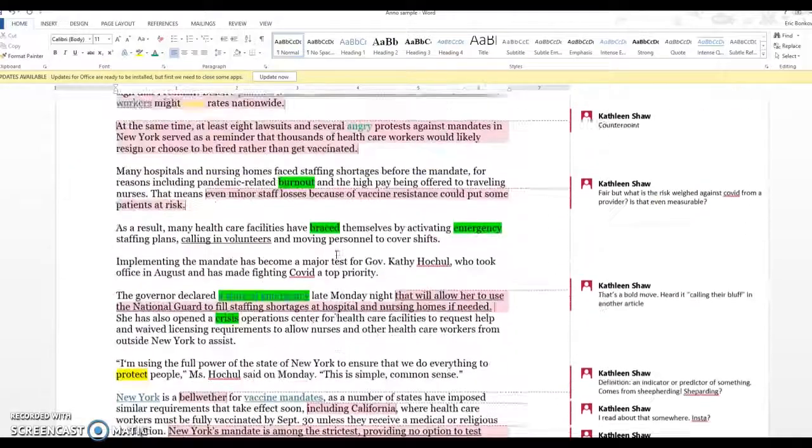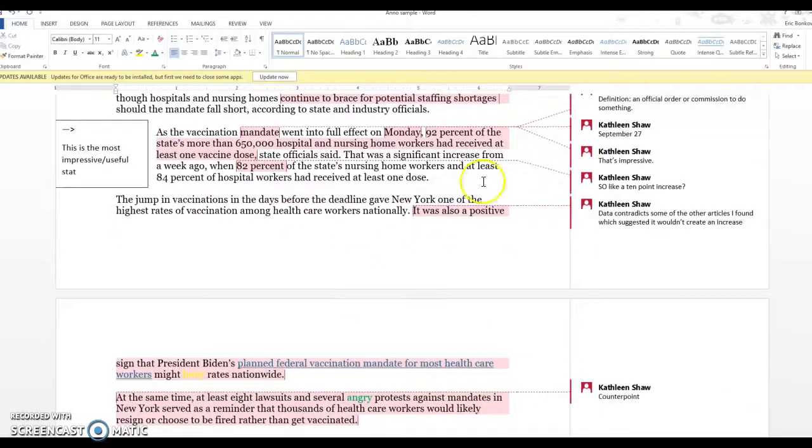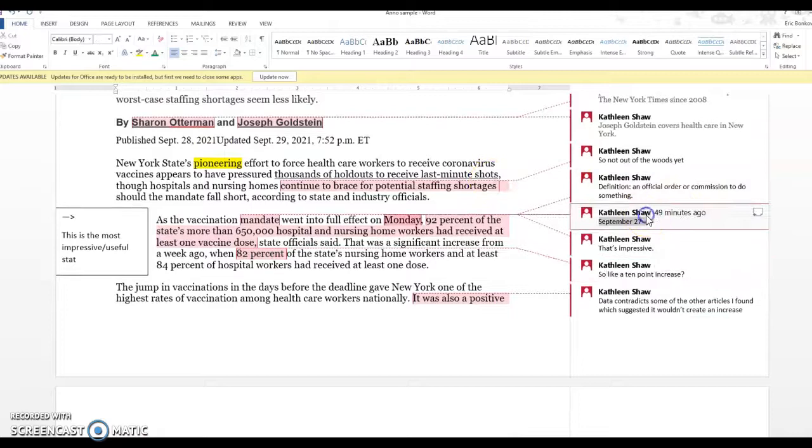And I have all kinds of comments that you can look at. Some of them are just thoughts that I have to myself. Some of them are clarifying. So it said Monday, and I looked at, I was like, okay, that was September 27th. I would like to know what date specifically it was talking about.